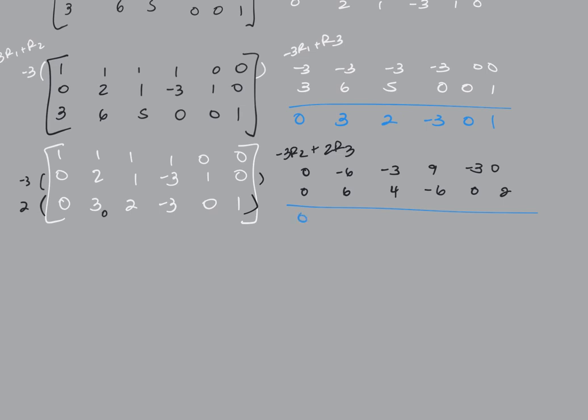I know. Whining about it doesn't make it any better. 1, 3, negative 3, 2. Replace row 3.